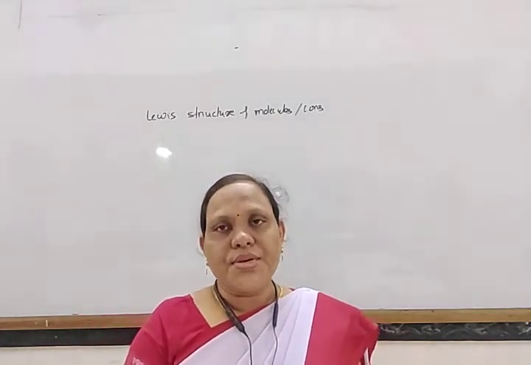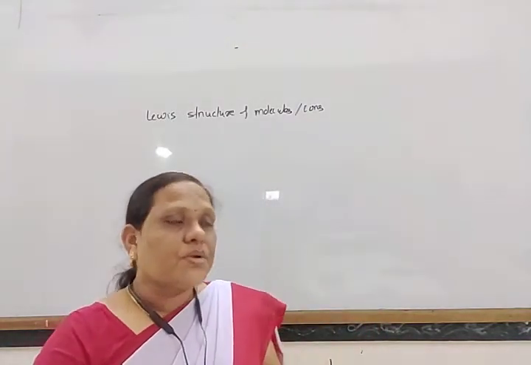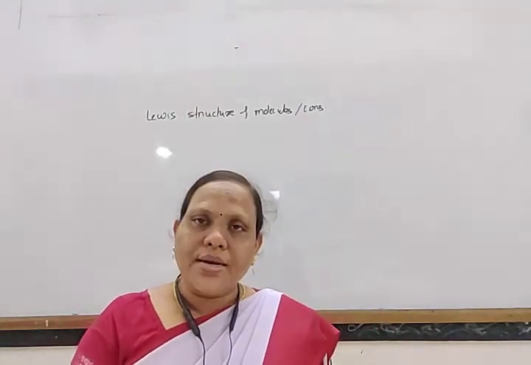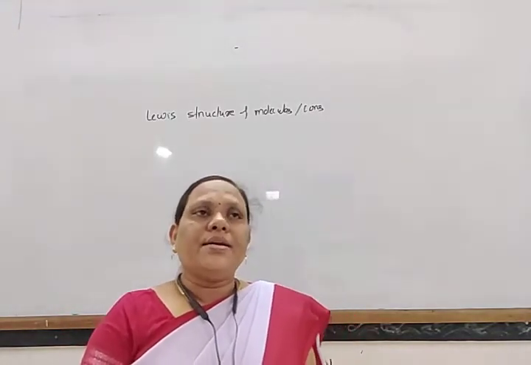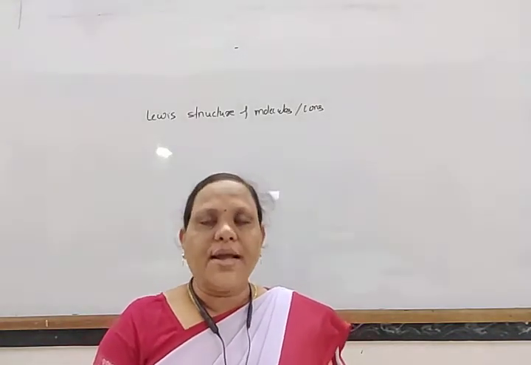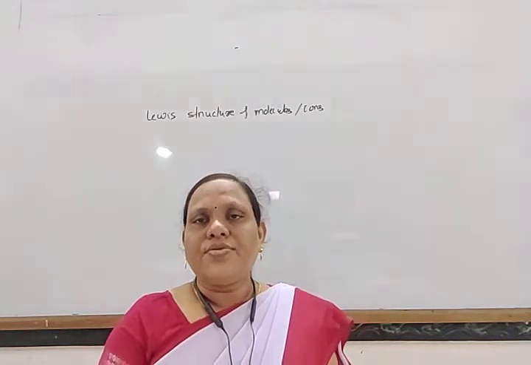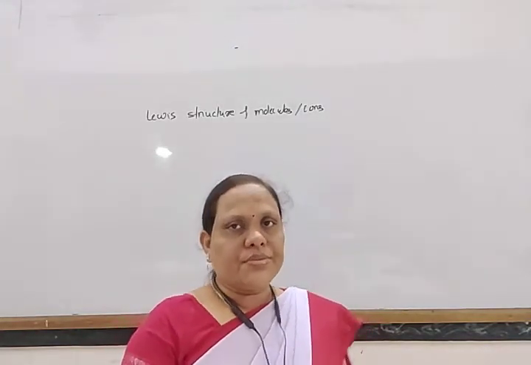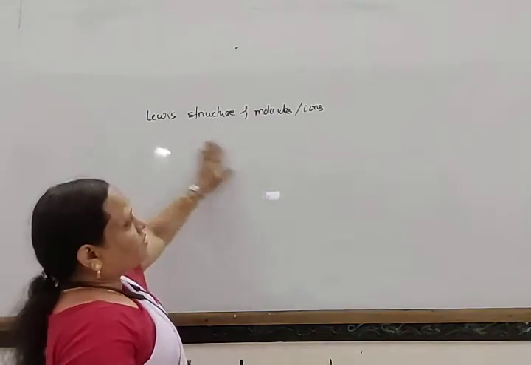And if there is a coordinate bond, then that should be contributed by one atom. So keep all these things in mind and only represent the valence electrons, either by dot and cross, and after that you can also write the bond line structure, just giving the bonds. Look at the Lewis structure of molecules.